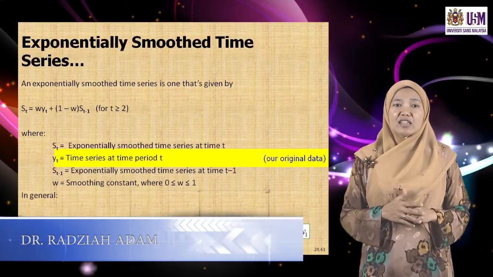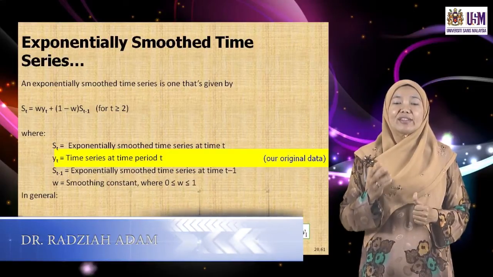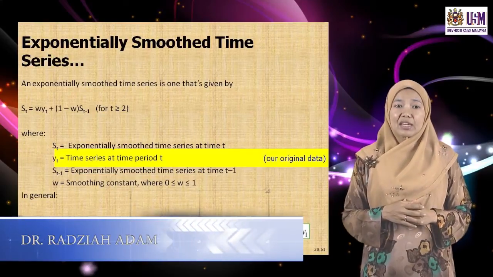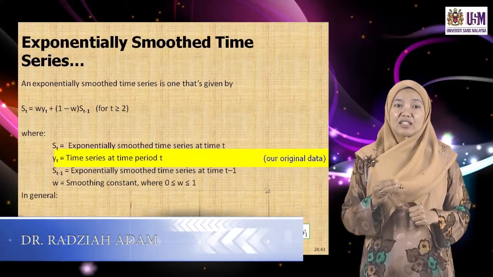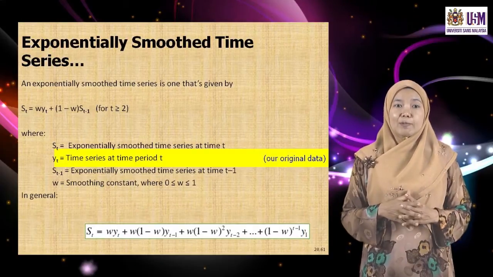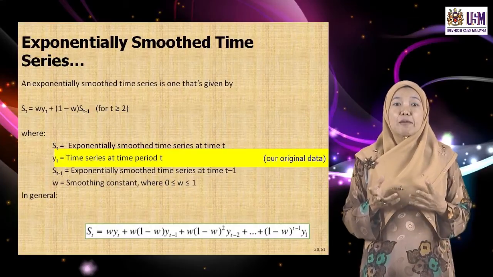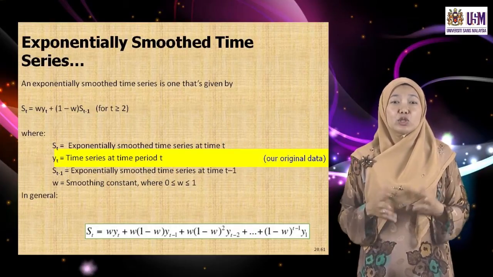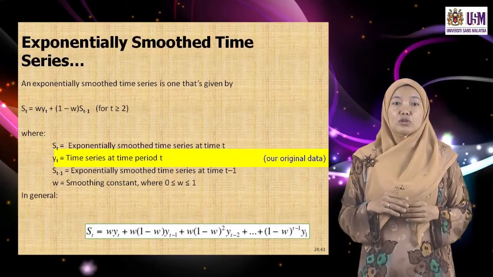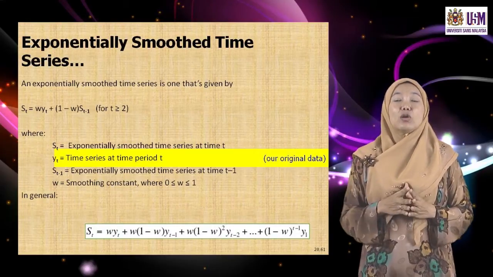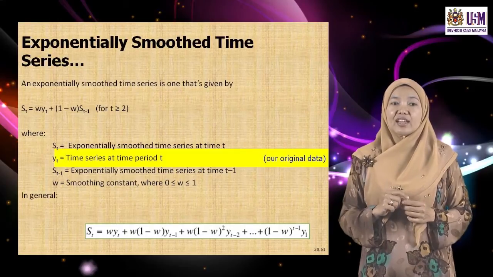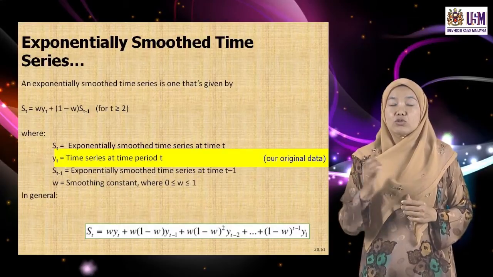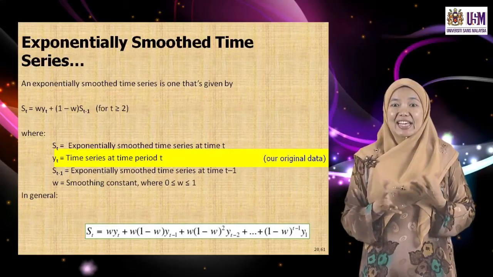Capital S_t refers to the exponentially smoothed time series at time t. This is something that we are going to calculate, while the actual data is given in terms of y_t, the time series at period t. As for capital S_(t-1), this refers to the exponentially smoothed time series at the previous period, so we assign that as t minus 1. While small w is what we call the smoothing constant, so you can have a value between 0 and 1, all inclusive. It cannot be negative.